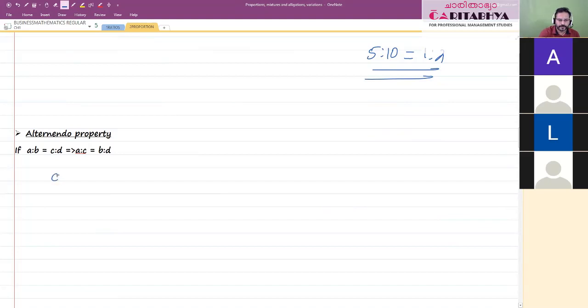So property, first of all, there should be a proportion. That means A is to B equal to C is to D. Two ratios being equal is a proportion.